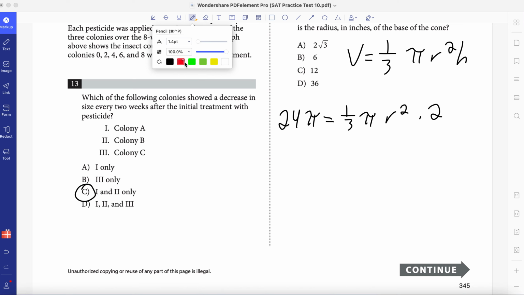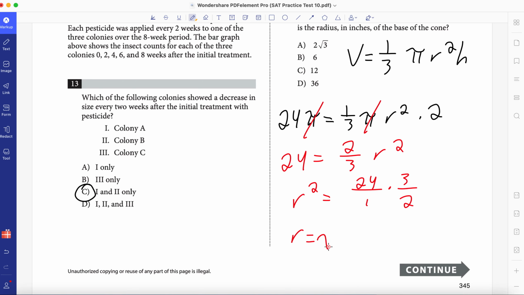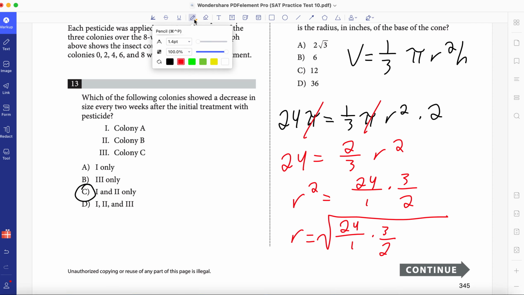The first thing I want to do is cancel out these pi's, because these cancel. And then 24 is going to equal 2/3 r squared. R squared is going to equal 24 over 1 times 3/2. R is going to equal the square root of 24 over 1 times 3/2.